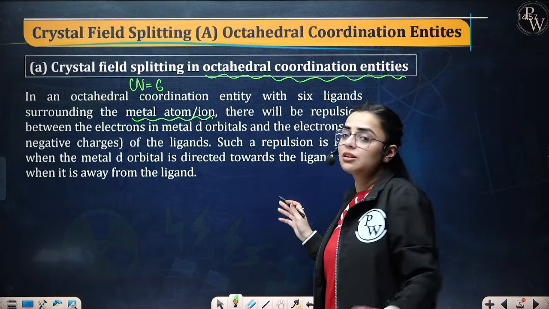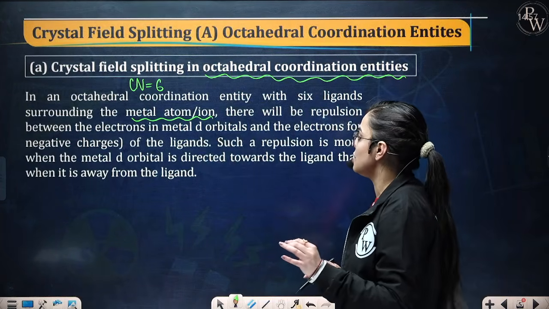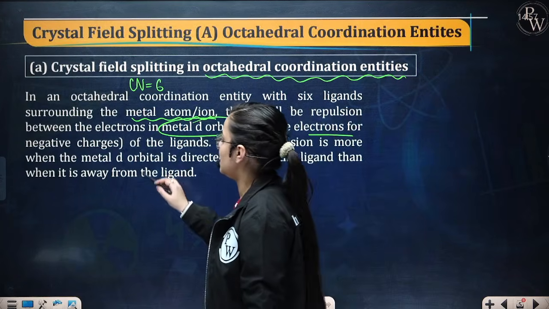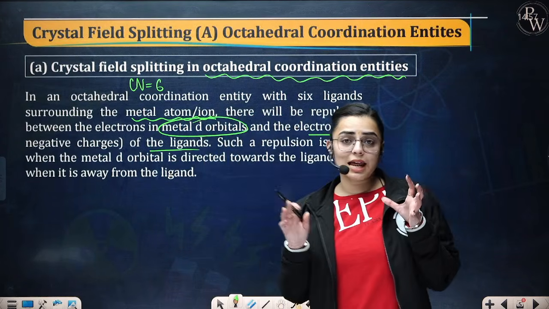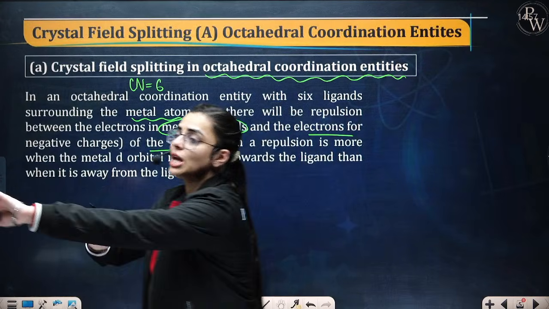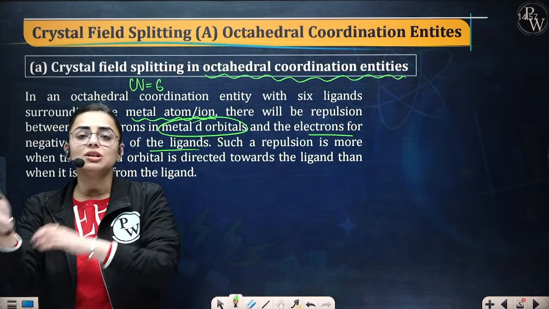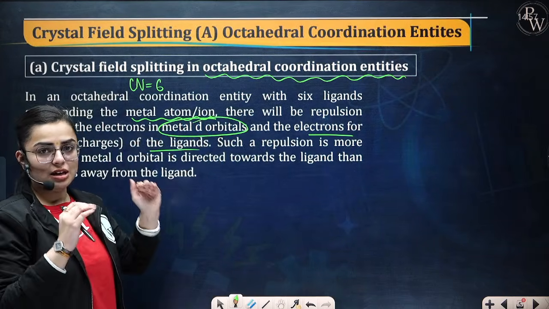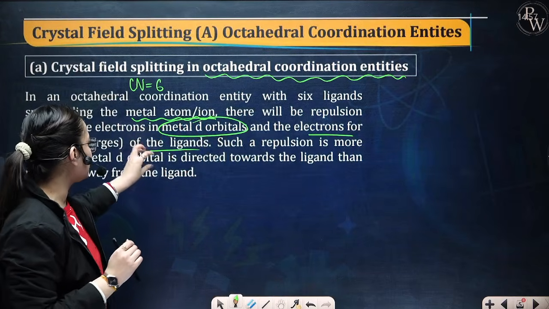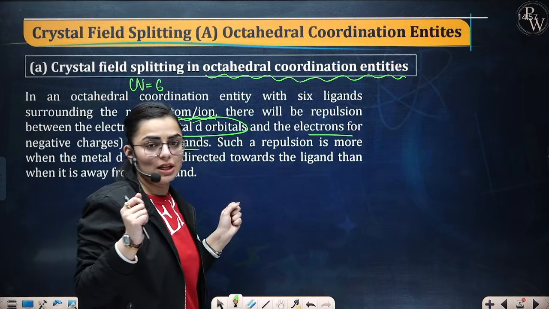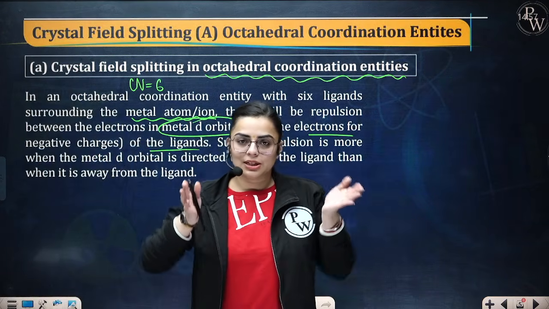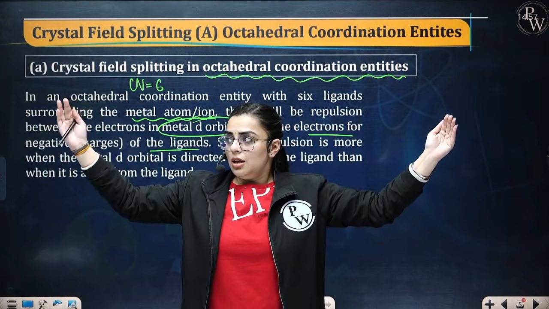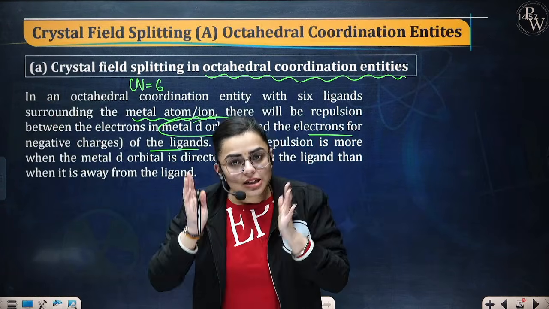There will be repulsion between the electrons in the metal d orbitals and the electrons of the negative charges. The central metal atom has electrons with it, so there shall be repulsion between the central metal atom electrons and the electrons of the ligands. Am I right? Such a repulsion is more when the metal d orbital is directed towards the ligand. As I was saying, initially there was a central metal atom and the ligands were quite far away. Now when they came close, the degeneracy broke down.